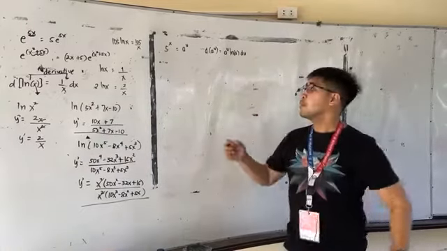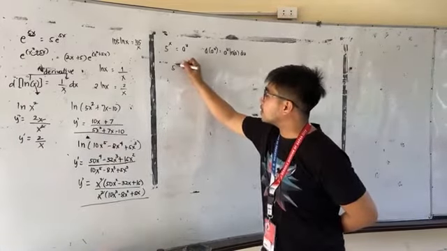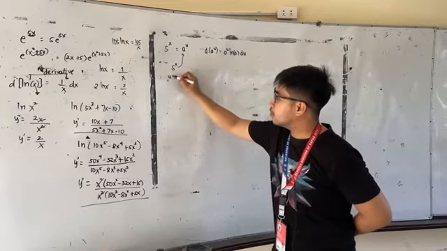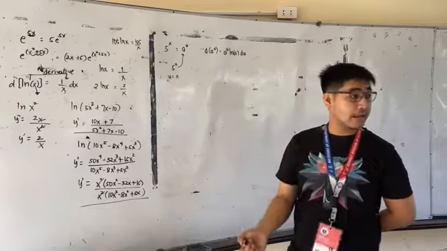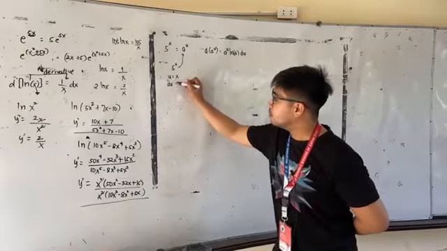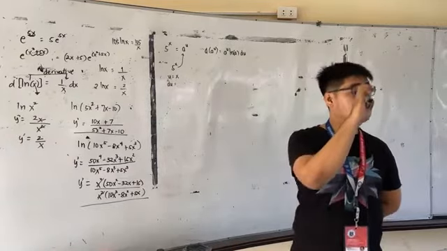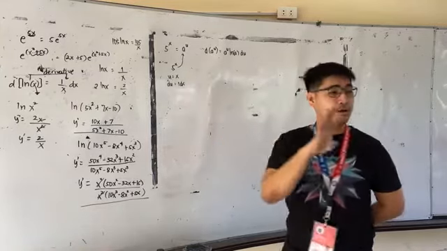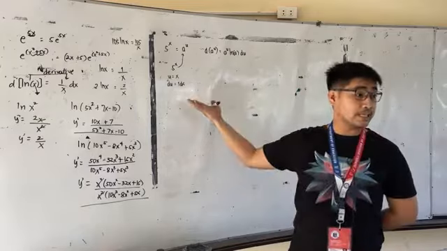For example, what if you're given 5 raised to x? Therefore, it takes the form of a to the u. What is your u? Your u is x, right? Therefore, what is the derivative of u or du? What is the derivative of x? 1 or just 1 dx, or pwede na, wag mo na ipakita si 1, or pwede na dx lang siya.